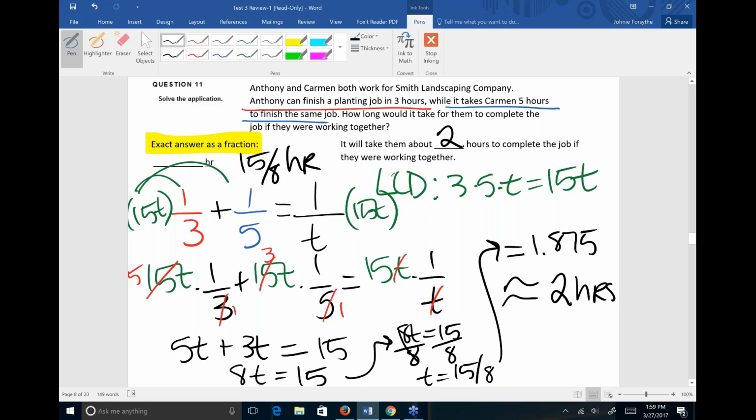But the way we set this up by saying 1/3 plus 1/5 equals 1 over t, that's a consistent way of solving these. So if this was Anthony was planning a job in 8 hours, it takes him 8 hours, Carmen takes her 2 hours, how long will it take them to do it together? You would just change the numbers here. But this is a very consistent way of solving problems like this.